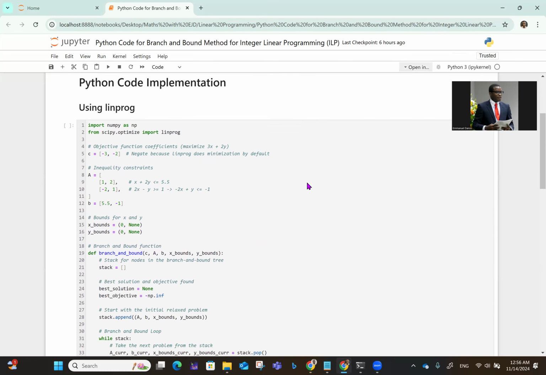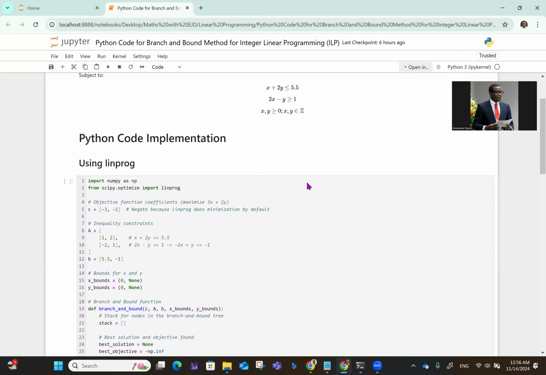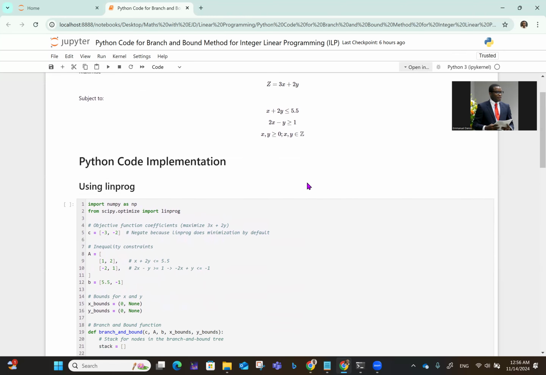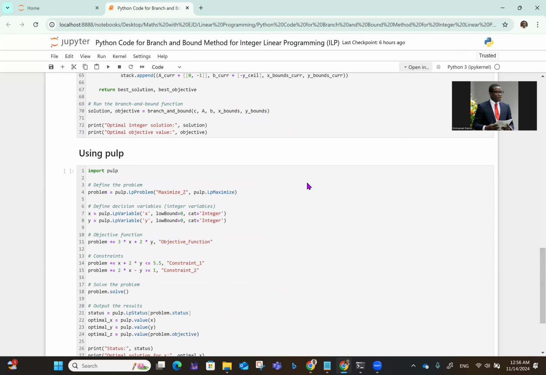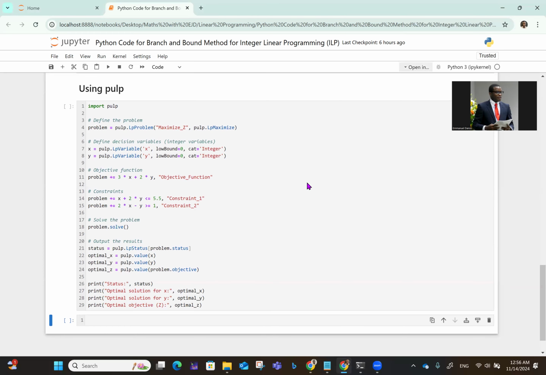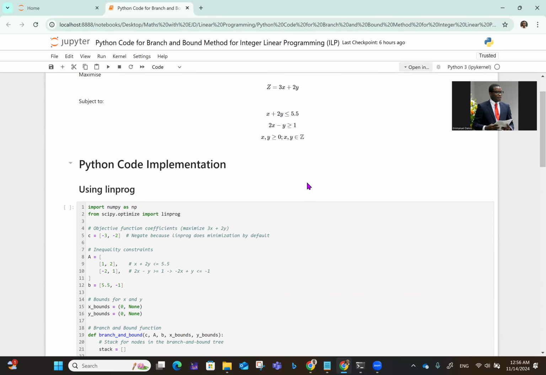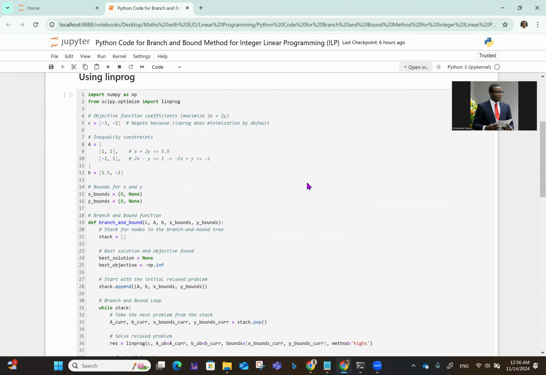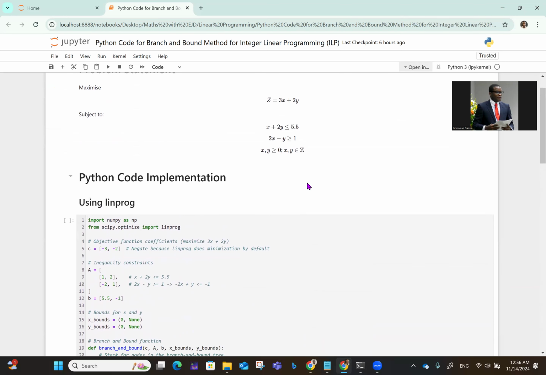So this code implementation in Python is now using both linprog in scipy.optimize and PuLP, which is a library of its own. As usual, we have the objective function. Of course, when you transform that, you have z minus 3x minus 2y. So that's why you have minus 3, minus 2 here. And then for the first constraint, you have 1, 2. That's why you have 1, 2.